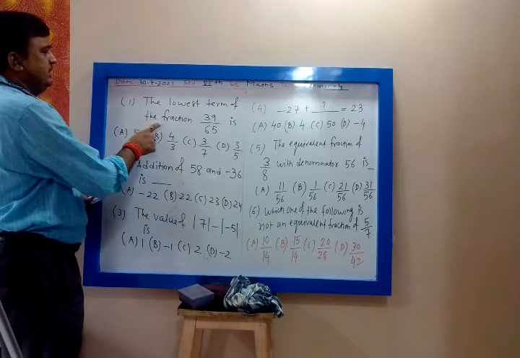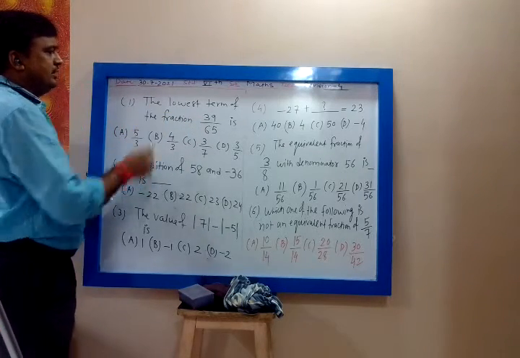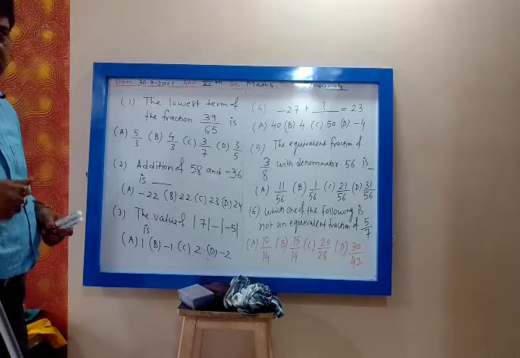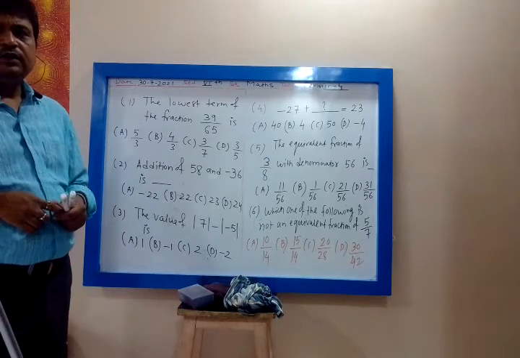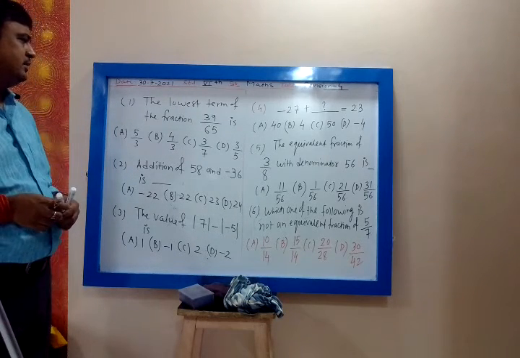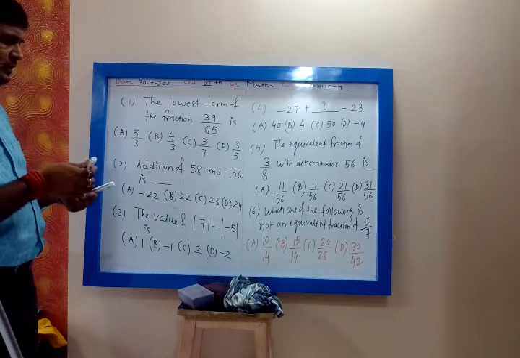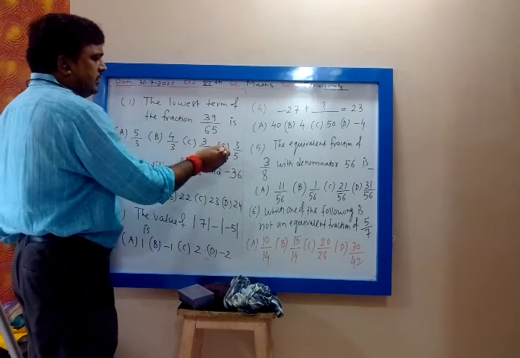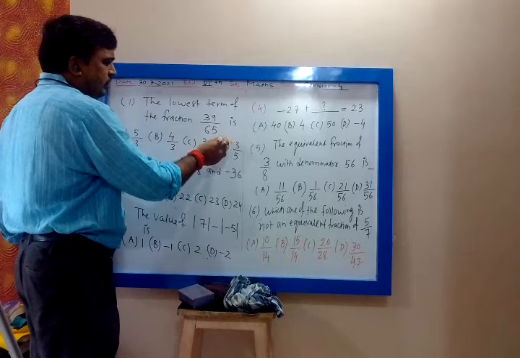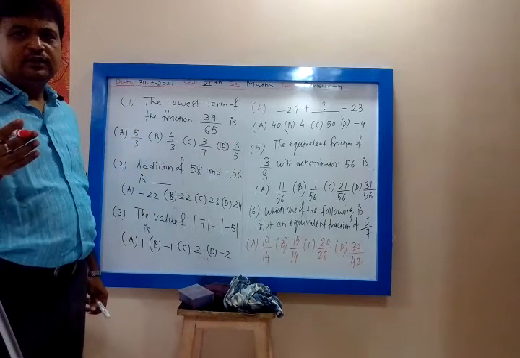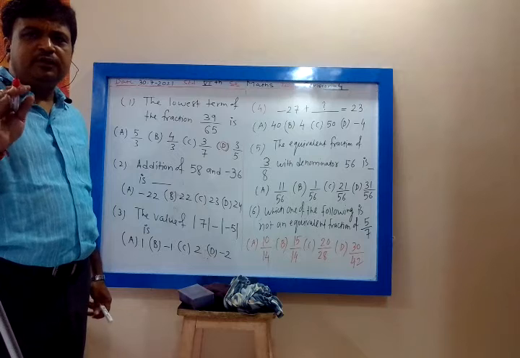The lowest term of the fraction 39 by 65. Yes, tell me the name first, then answer. Varun Patel, which is the option? 3 upon 5 means which option? D. Let us see. Any other answer? Anybody? Anybody is 3 upon 5?